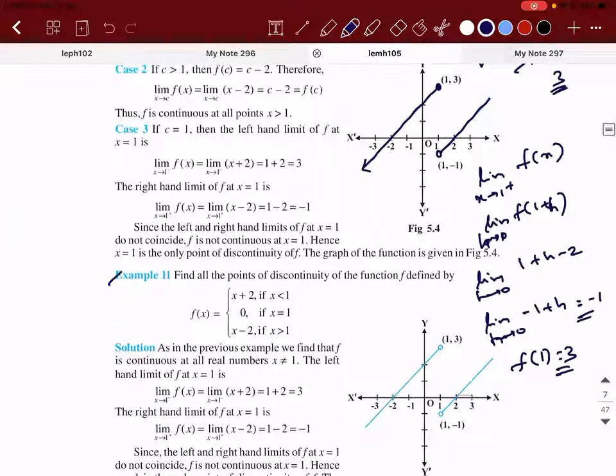Example 11. Try, guys. Fast. So x less than 1, left limit. X equal to 1, function value. X greater than 1, right limit.